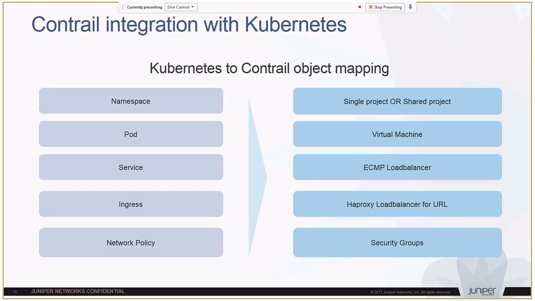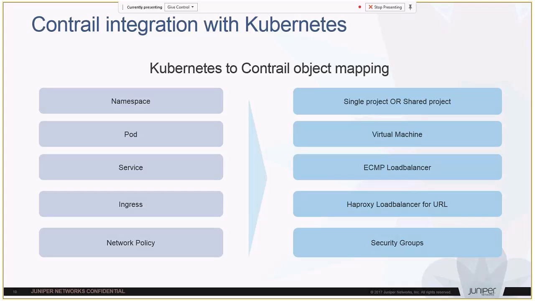Then the ingress is an HA proxy because it's URL based, right? And the network policy, Kubernetes also has a construct called network policy, so that maps to security groups. So how much time do I have? 5 minutes? Okay.